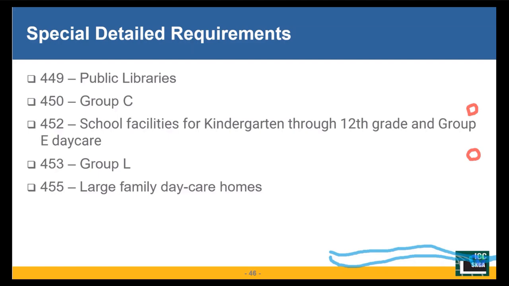And lastly, the last detailed occupancy is for large family daycare home. These are permitted by state law. It preempts local jurisdictions from prohibiting them. There are requirements for smoke alarm, fire extinguisher system, special hazards such as the use of gas-fired water heaters or furnaces and so forth. Again, this is fire marshal state occupancies. Now, 455 is the last section in the 2022 CBC.